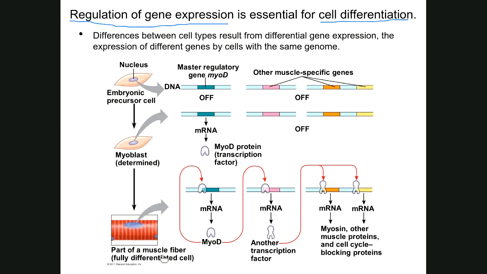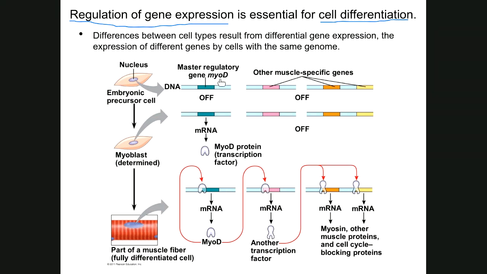Now, it's showing you here. When we talk about cell differentiation, we're talking about differences between cell types resulting from differential gene expression, which falls under regulation of gene expression. Differential gene expression is the expression of different genes by cells with the same genome, but it's tied into regulation. So it's showing you here we have an embryonic precursor cell. For some reason, somehow, some way, it's the only type of embryonic cell out of a group of them that is able to activate a muscle gene known as MyoD.